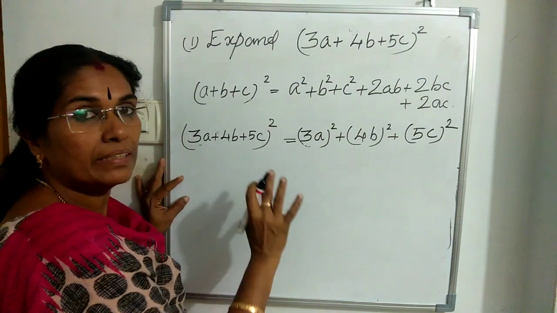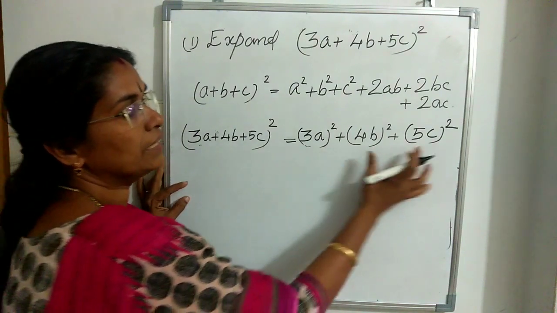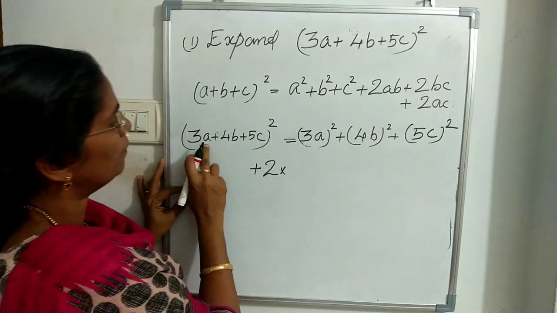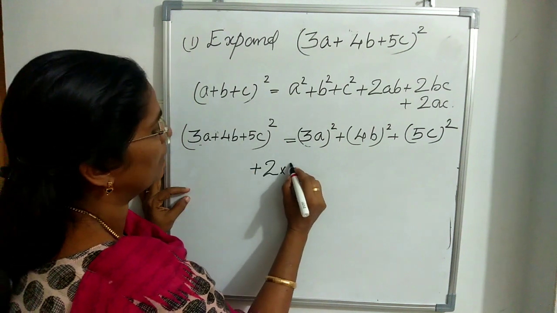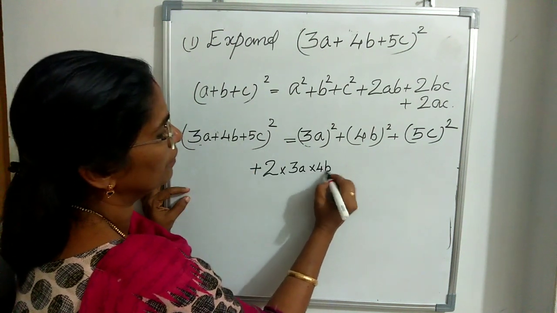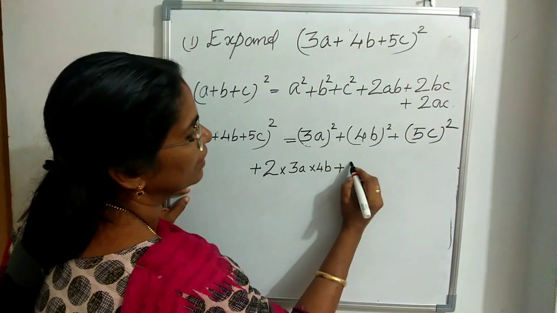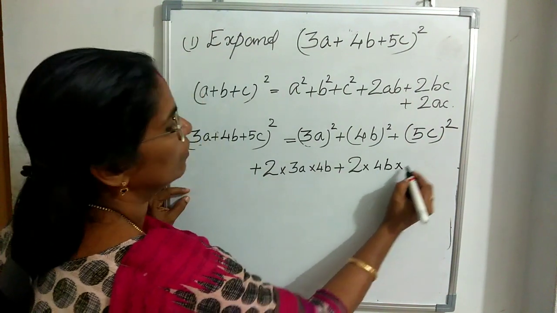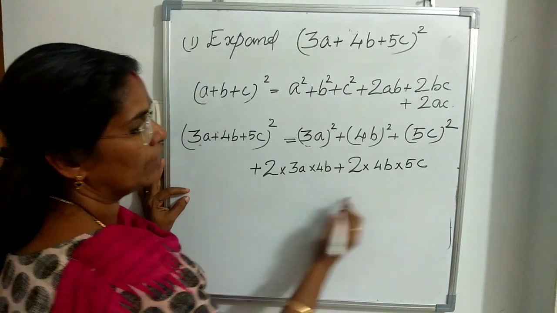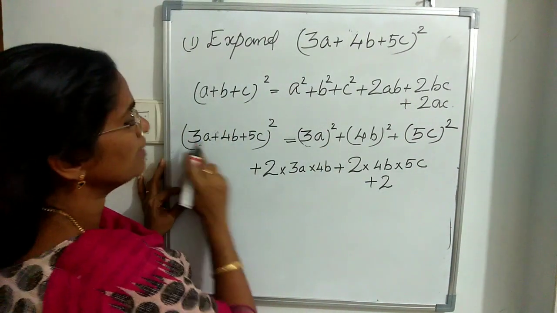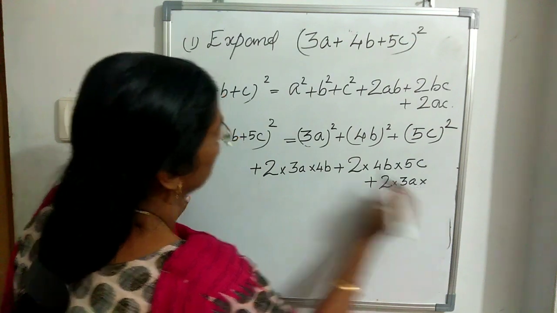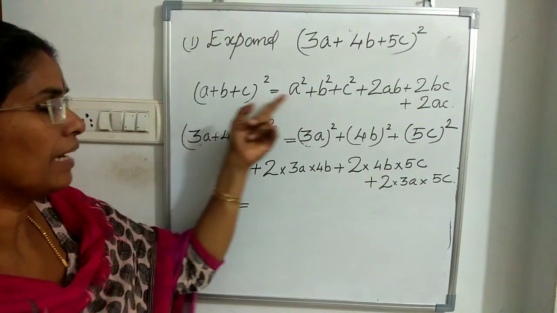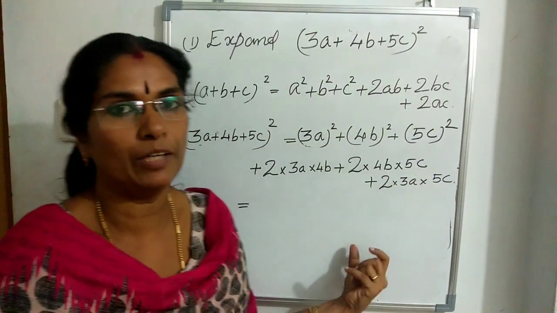What is our next term? How many terms in total are there? Total 6 terms. The first 3 terms are perfect squares. Plus 2 into AB means we have to multiply these two: 3A multiplied with 4B, plus 2BC, where 2 into B means 4B, into 5C. One more term is 2AC, where A is 3A and C is 5C. Very simple. Okay. First we write the identity and substitute the values.